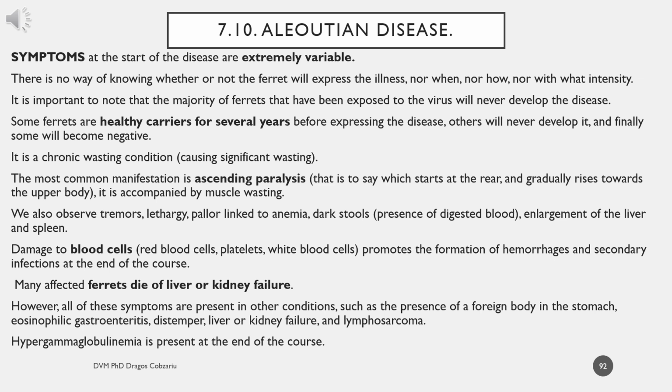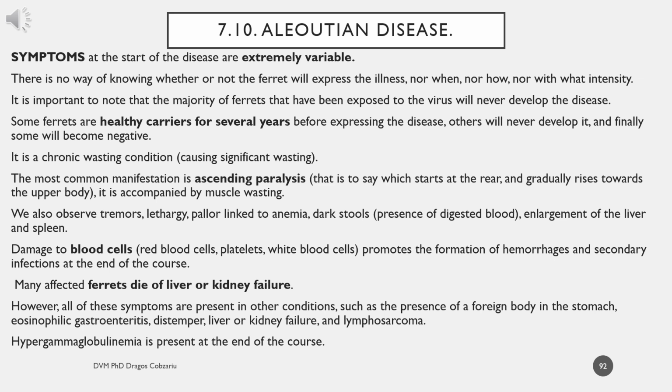The most common manifestation is ascending paralysis, that is to say which starts at the rear, and gradually rises towards the upper body. It is accompanied by muscle wasting. We also observe tremors, lethargy, pallor linked to anemia, dark stools, presence of digested blood, enlargement of the liver and spleen. Damage to blood cells, red blood cells, platelets, white blood cells, promotes the formation of hemorrhages and secondary infections at the end of the course. Many affected ferrets die of liver or kidney failure.